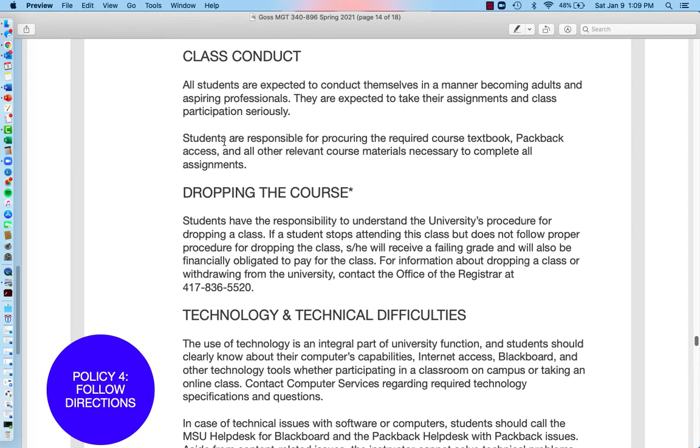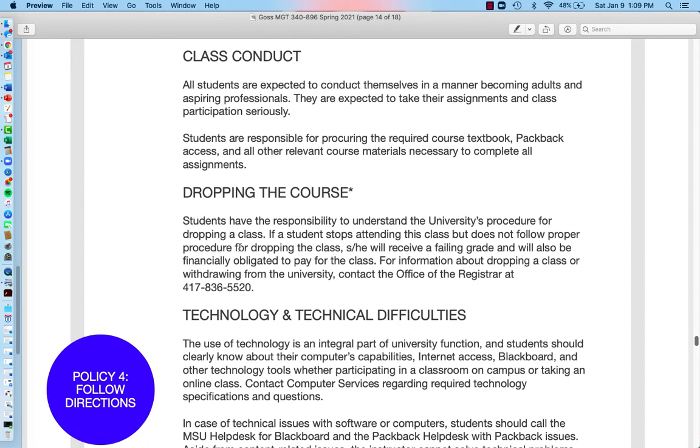So make sure that you get the required course textbook. It's not that expensive. I chose it deliberately so that it wouldn't be. Packback is not expensive for you to access. Even the supplemental books can be ordered online. Used copies can be acquired dirt cheap. So make sure that you do that and are ready to be successful.